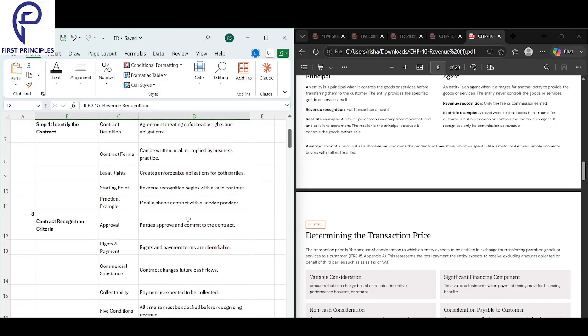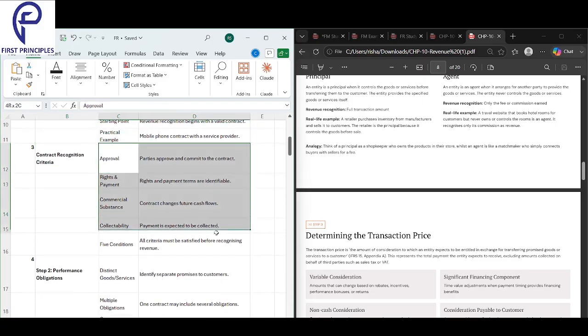Next, we look into identifying the contract. How do you identify a contract? So first of all, what is a contract? Again, both the parties will have some rights and duties. It can be written, it can be spoken, and it can be in whatever way the business carries out. And it gives legal rights to both the parties. The starting point of revenue recognition is the existence of a contract. If no contract, no revenue.